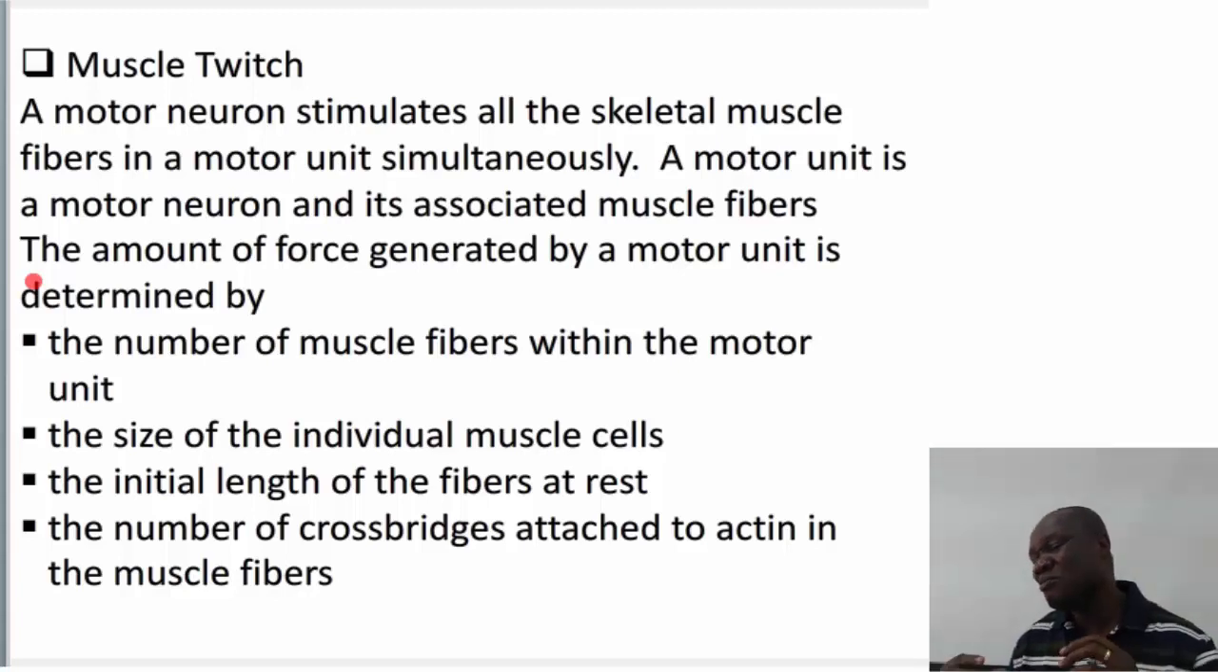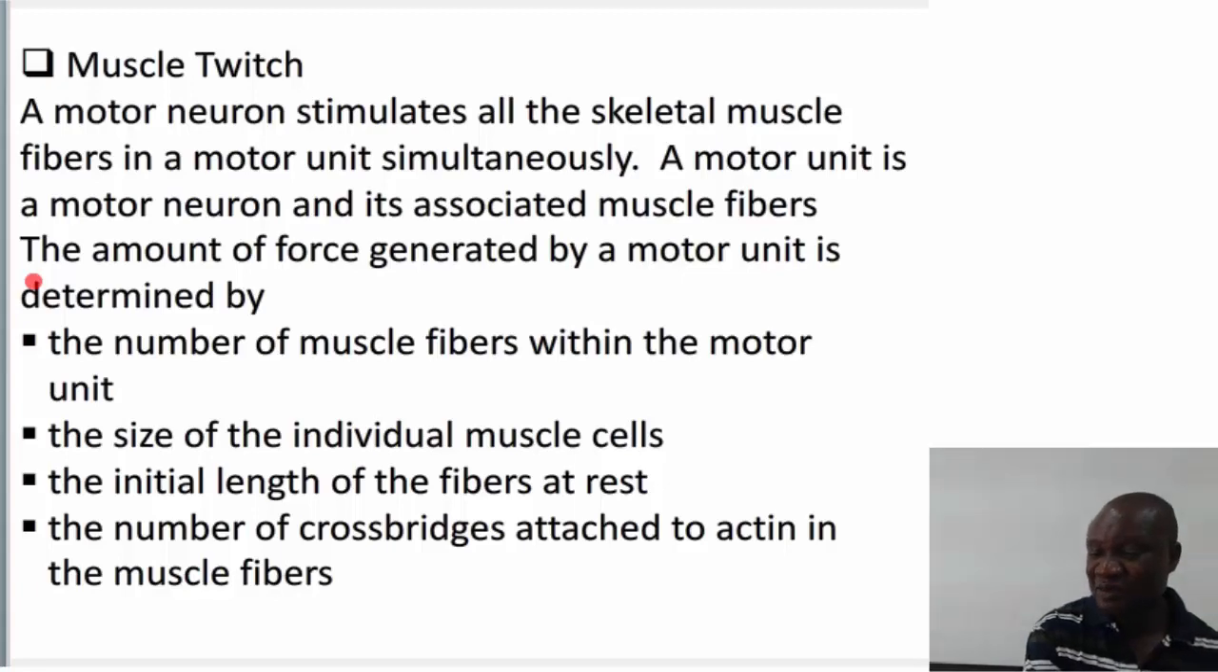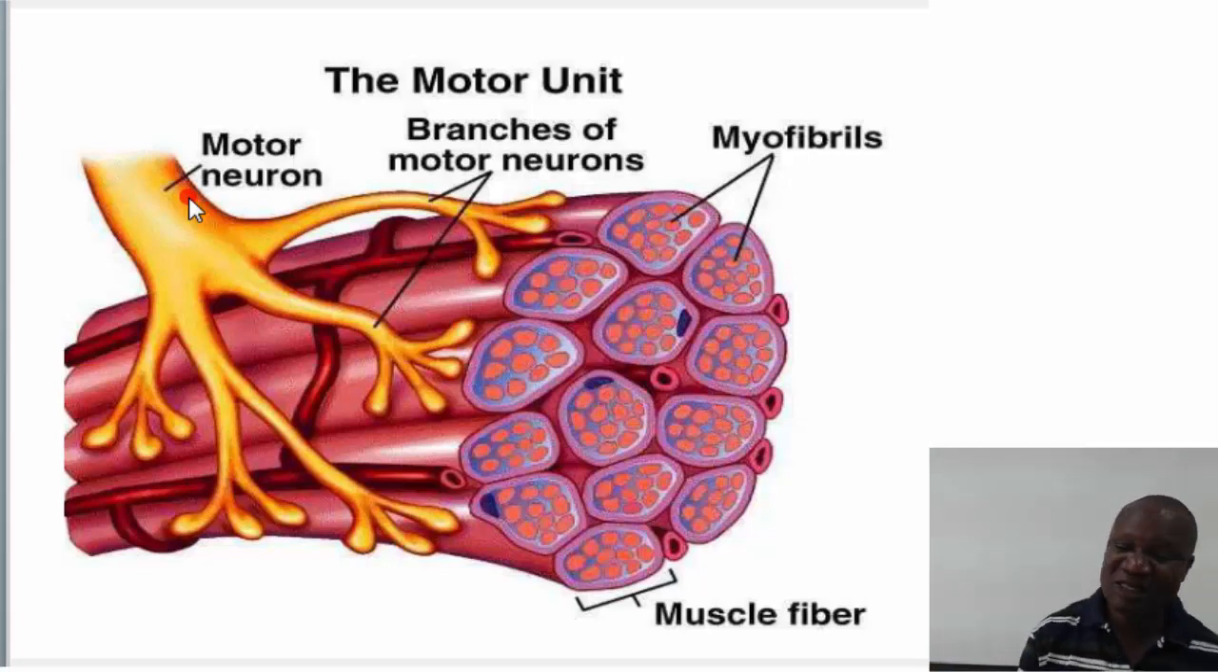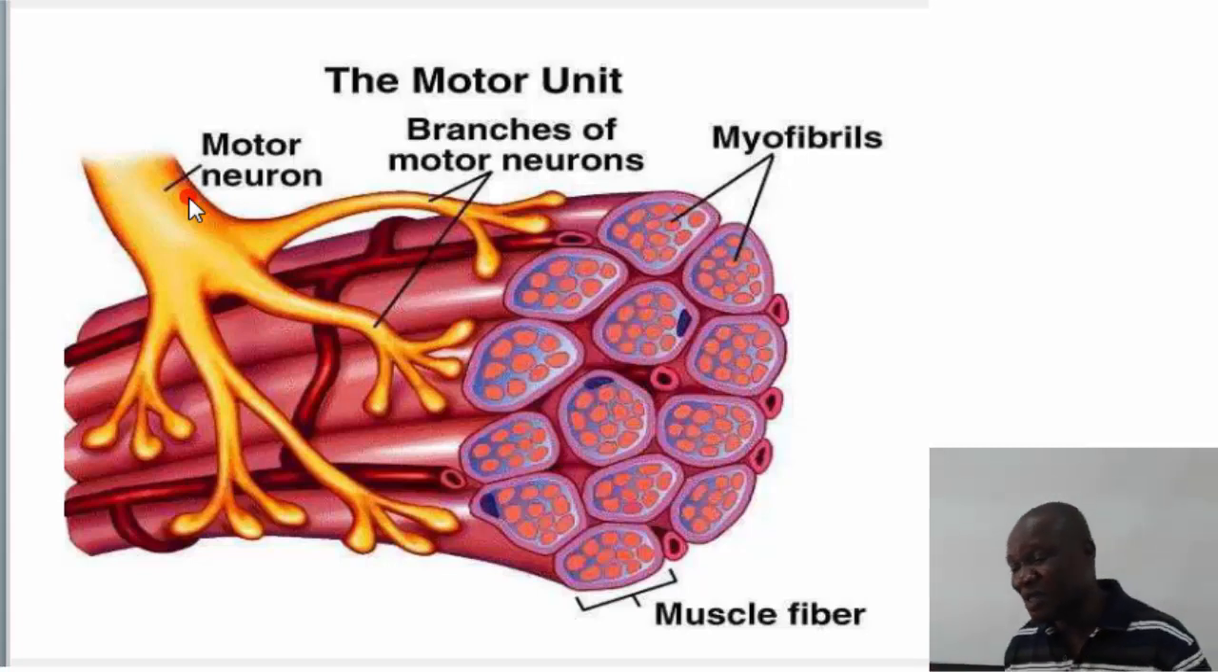Now, we know the muscles in the body are innervated by motor neurons, right? And the motor neurons, when they are stimulated, will release transmitters that will cause the muscle to contract. Now, we saw that the neuron at the terminal end divides into the telodendria, or the terminal buttons. These terminal buttons will innervate different muscle fibers, right? So the motor neuron and all the muscle fibers it innervates will constitute what we call the motor unit.